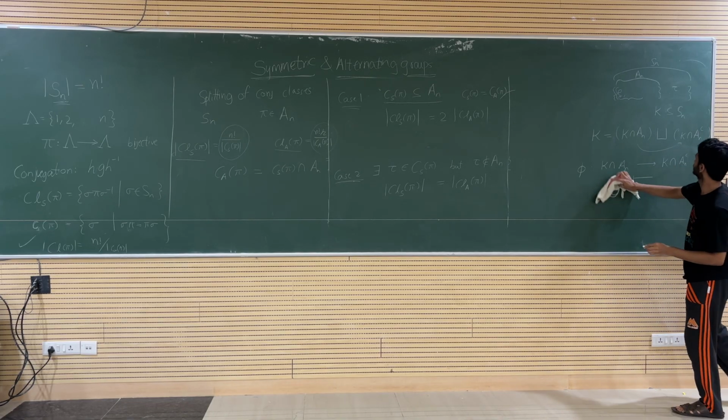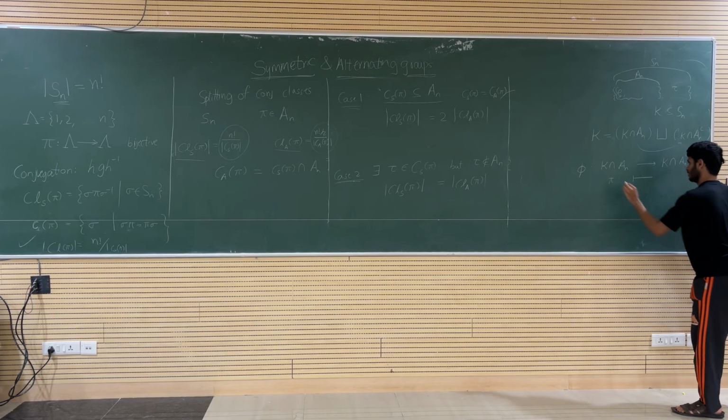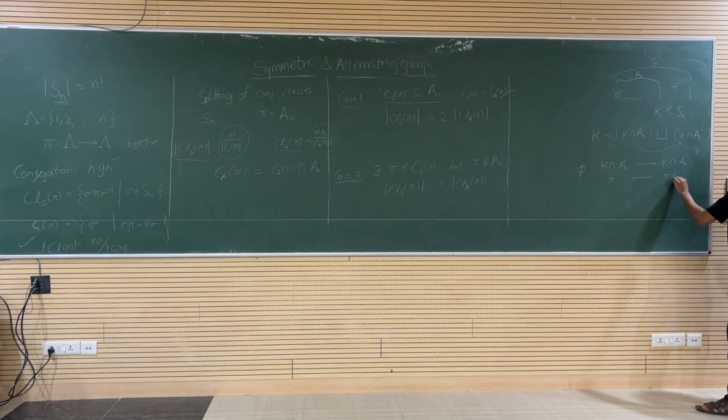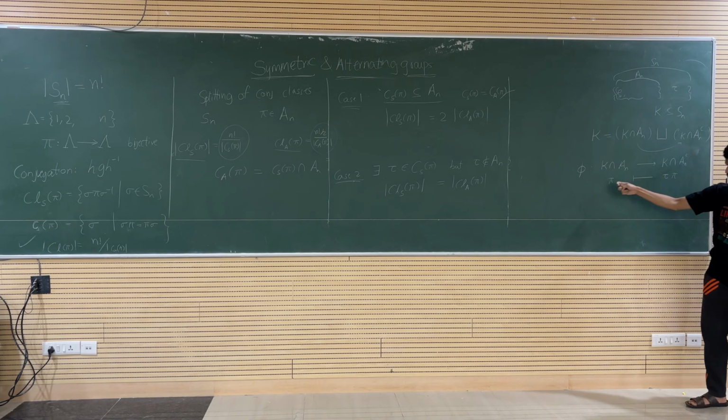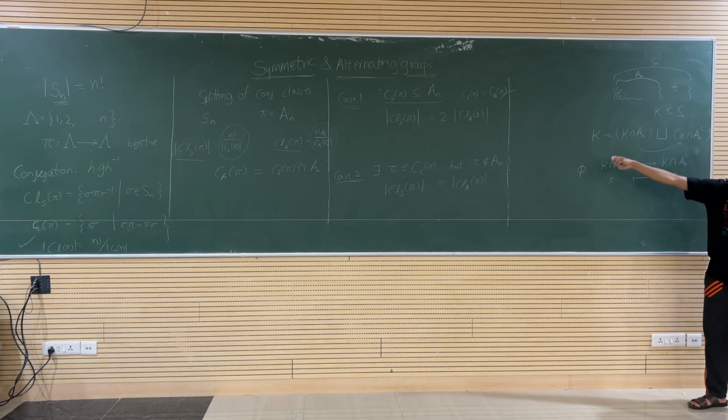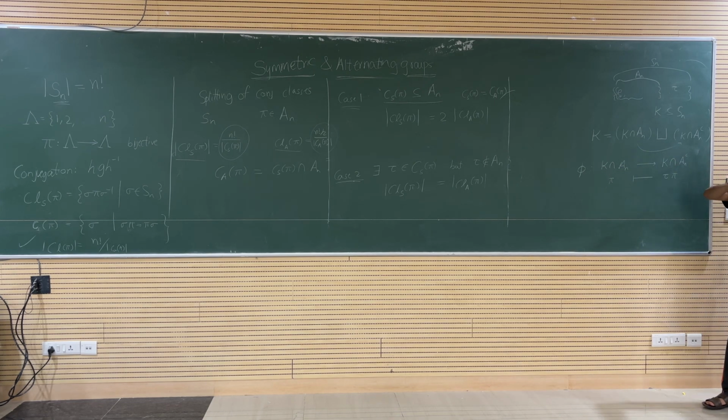No, not tau, tau is already used. I take an element pi and I will send it to tau pi. That's it. This is a bijection, and I will prove it. Before that, let's see whether it's well defined. If pi belongs here, what does it mean? Pi is in K, pi is even. Now when I multiply by tau, tau is odd because tau is not in An. So odd times even is odd, so this is not in An, but it is in K. Why is it in K? Pi is in K, tau is in K, and since K is a subgroup, the product is in K. So this is well defined.